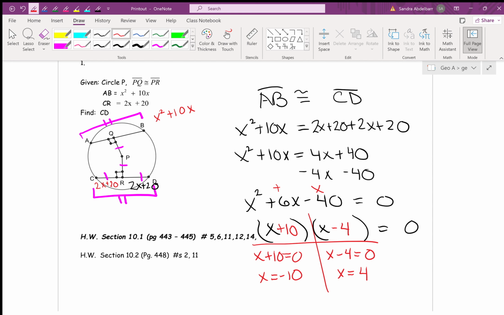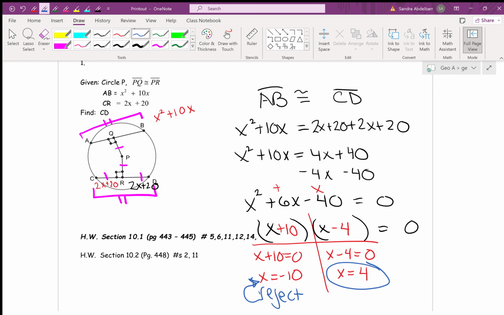We are allowed to have a negative x. We're not allowed to have a negative side length. So when I plug in that negative 10, 2 times negative 10 is negative 20. Negative 20 plus 20, isn't that 0? Can I have a length that's 0 units long? No. So we can't have a negative length, and we also can't have a 0 length. So I am rejecting the negative 10. So that leaves us with 4.